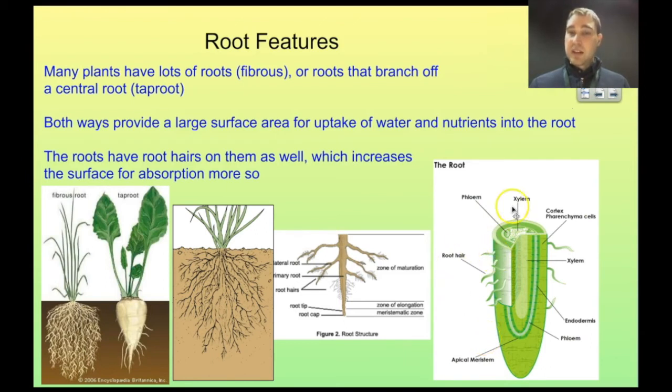So we have the root hairs, and we have the xylem in the middle, and then we have the phloem on the outside. So the water comes in through the root hairs, between the epidermal cells, into the xylem and then up. The structures are generally cylindrical and round, and that increases the surface area again. It's just a shape that has a large surface area. So that increases the ability to absorb water and nutrients from the soil.